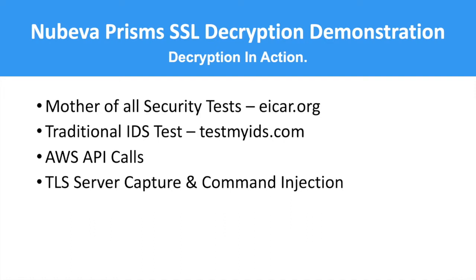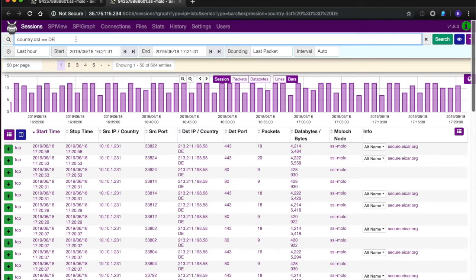Here's the decryption test that we're going to take a look at. Let's start with the first one. Everyone's familiar with EICAR. We've all used it. Let's look at it in an encrypted scenario first. And here we are on Moloch. Moloch is very simply a way to visualize conversations that are happening on your network. In this case, we actually have a filter applied where we want to see the country destination equal to DE, or Germany. And the reason we're doing that is that's where the EICAR servers are located.